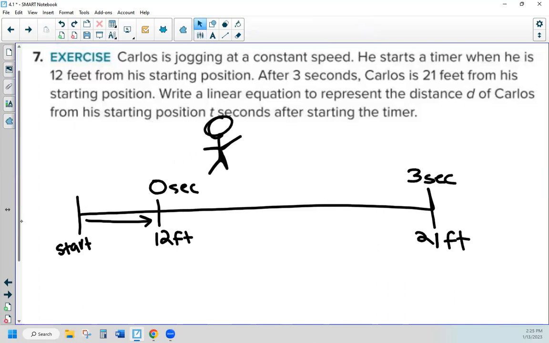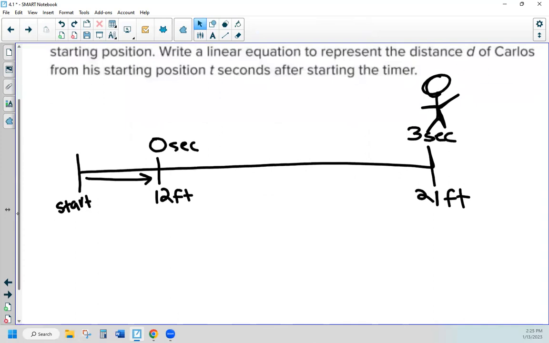So from here to get here, it took him 3 seconds, and that was 21 feet. Okay. Write a linear equation to represent the distance. Okay, so now we got to do a linear equation. All right, guys, let's go back to the fundamentals. A linear equation that we've learned how to write looks like this.